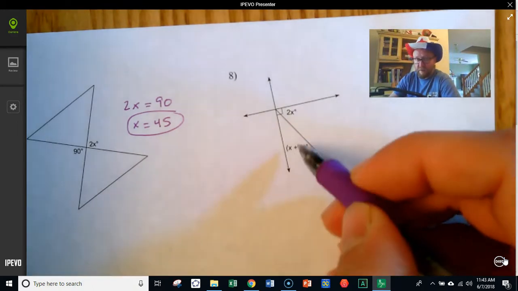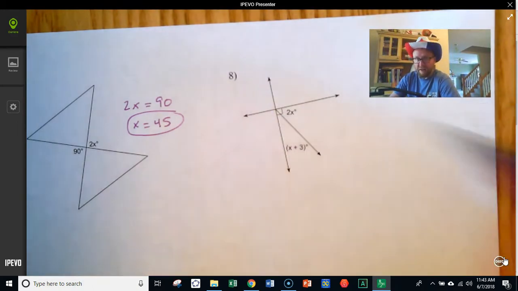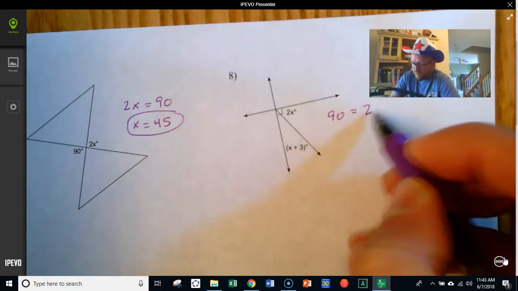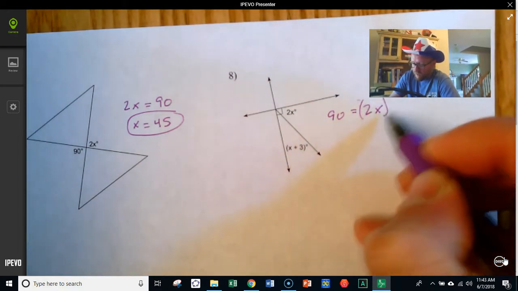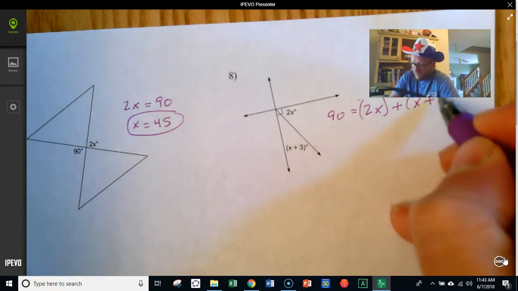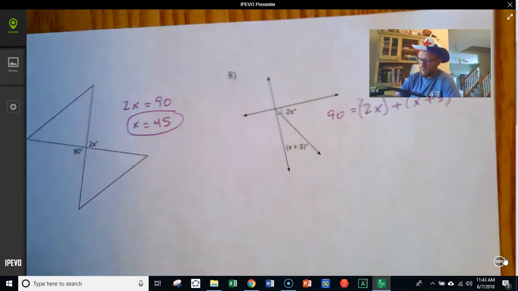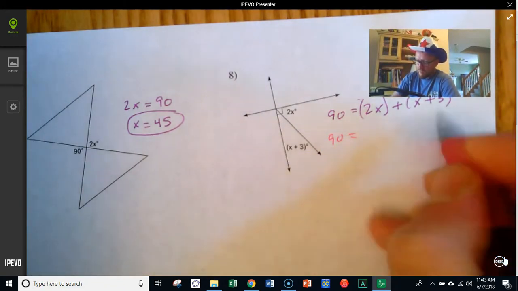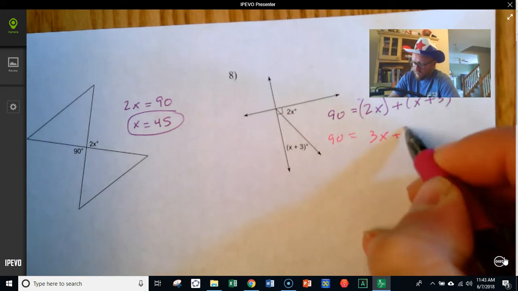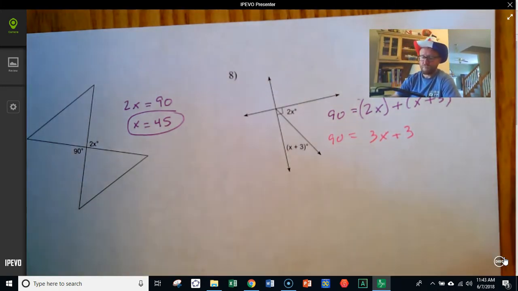Next door here, we've got that these two angles add up to 90 degrees. They're complementary. So 90 equals 2x plus x plus 3. So we'll leave the 90 alone for now. Do some combining of like terms over here. We got 2x and another x makes 3x plus 3.